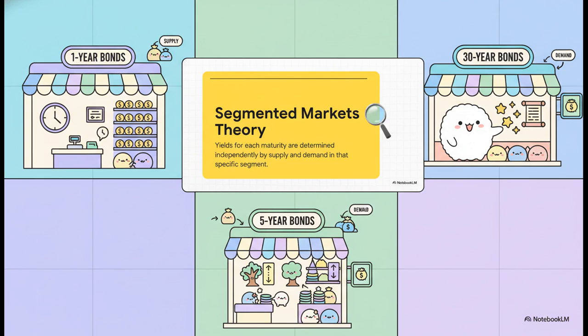It suggests the market for 1-year bonds and the market for 30-year bonds might as well be on different planets. Each one is its own little world with its own customers and its own supply and demand that sets the price, or in this case, the yield.